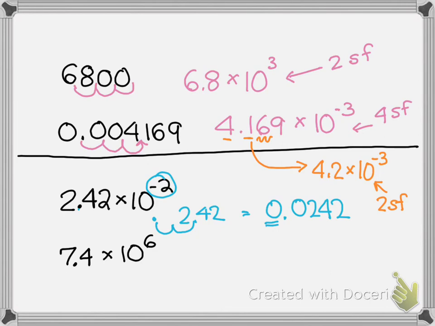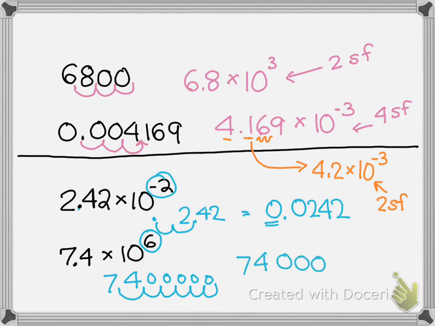Now this number, the 7.4, here's a 6, so this is a positive exponent. It's a large number. So if I take my coefficient and I'm going to move my decimal place to the right 6 times. 1, 2, 3, 4, 5, 6. These would all have zeros in their spots. So it would be 7, 4, 1, 2, 3, 4, 5 zeros. And that's what that number would equal.